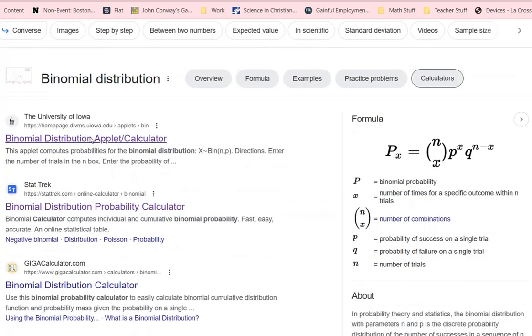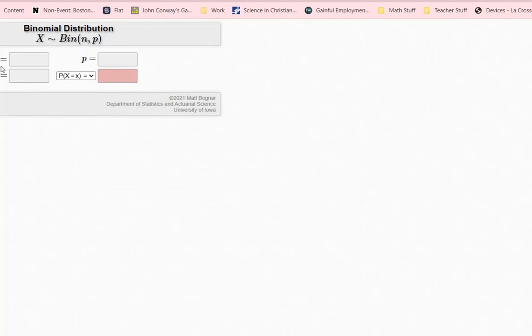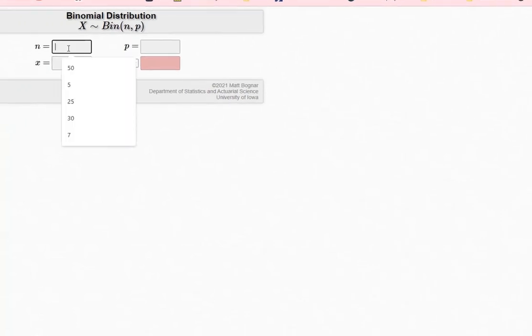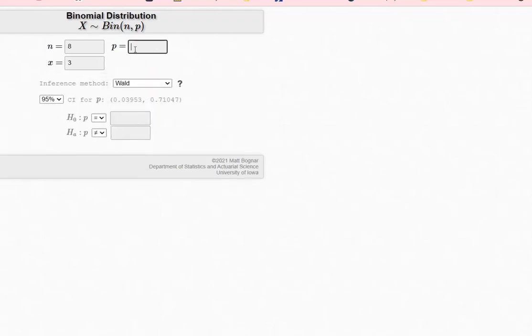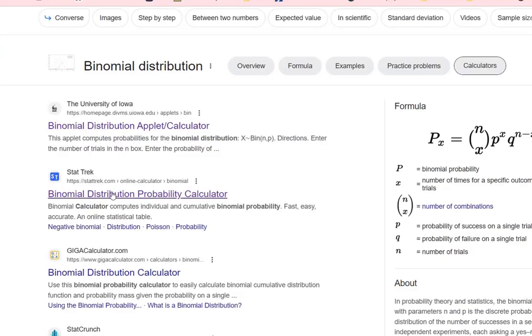They're probably both fine, but the first one that comes up, my number of trials is 8. And we want there to be less than 3. So I'm going to try plugging in 3 for x. And then I want this to be, oh, that's gone. Where'd that go? Inference method. Oh, because I didn't hear. Let's not use this one. That's a funky one. Let's try StatTrek.